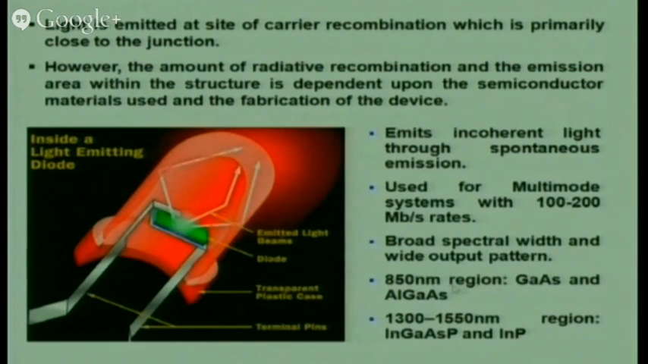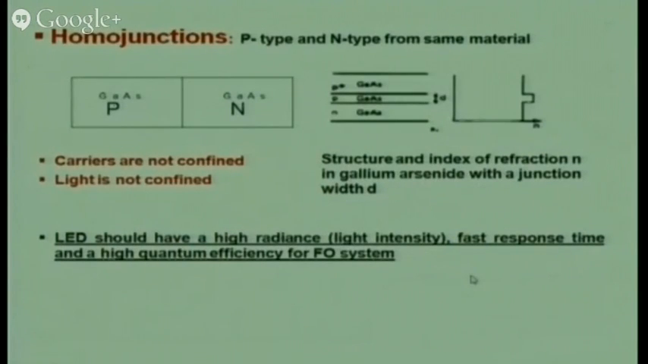So for 850 nanometer, gallium arsenide or aluminum gallium arsenide material is used. For the 1550 nanometer range, indium gallium arsenide phosphide or indium phosphide is used.